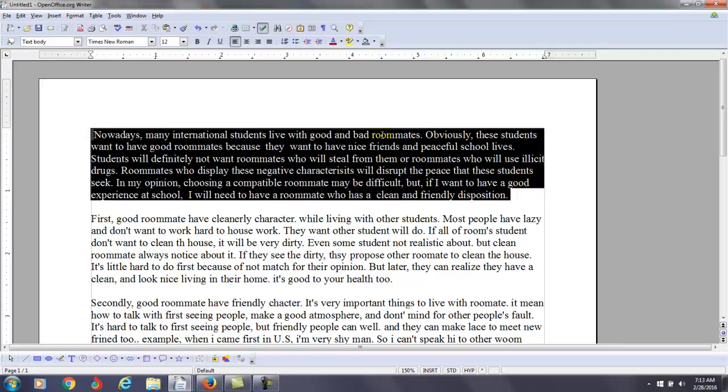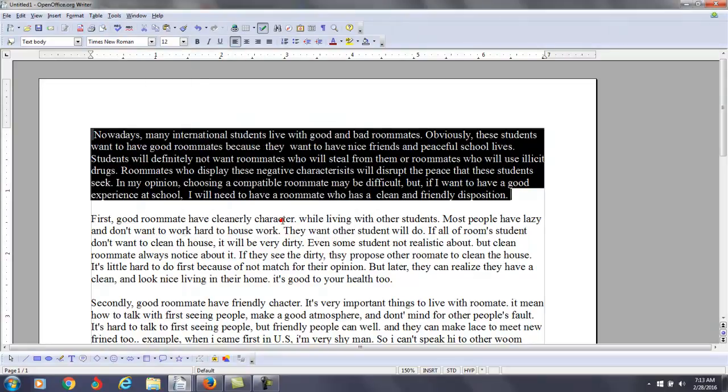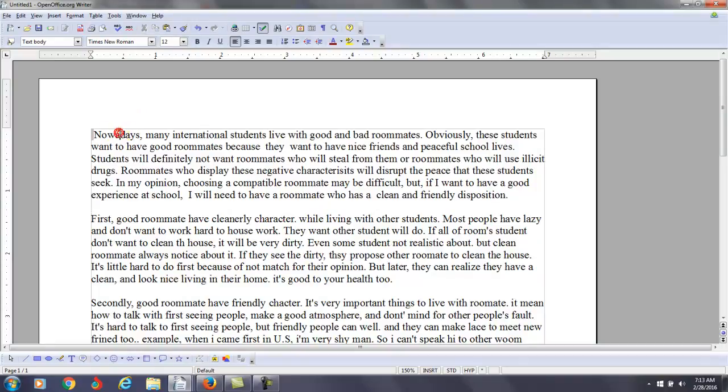So I'm just taking a look at a couple of your paragraphs, trying to give you some ideas. Okay, now we're at 96, just about 100 words. Okay, so nowadays many international students live with good and bad roommates. Obviously these students want to have good roommates because they want to have nice friends and peaceful school lives. Students will definitely not want roommates who will steal from them or roommates who will use illicit drugs. Roommates who display these negative characteristics will disrupt the peace that these students seek.